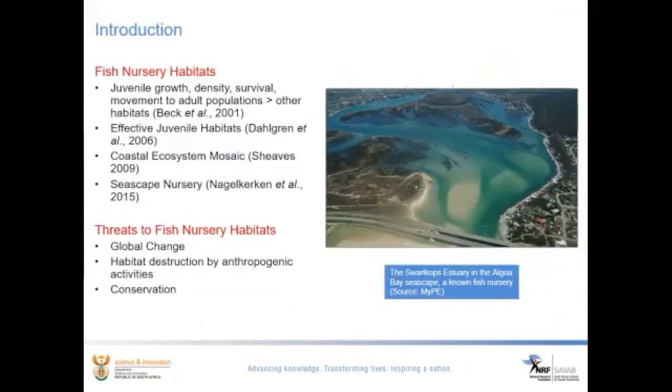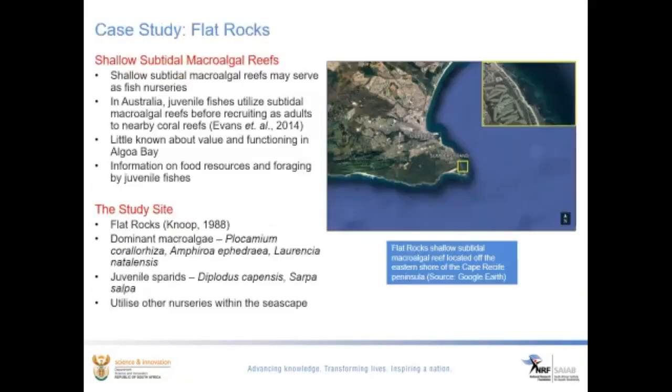Nursery habitats are those in which juvenile growth, density, survival, and movement to adult populations are greater than in other habitats. Global change and habitat destruction by anthropogenic activities are threatening nursery habitats. It is therefore imperative that the nursery function of all coastal habitats is understood so that they may be holistically conserved to ensure the sustainability of all fish populations.